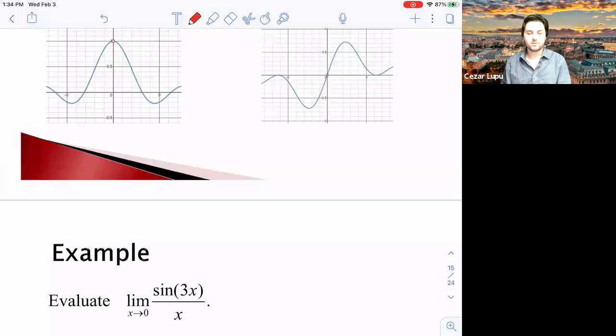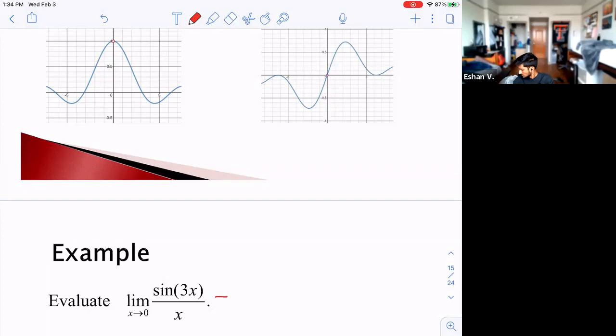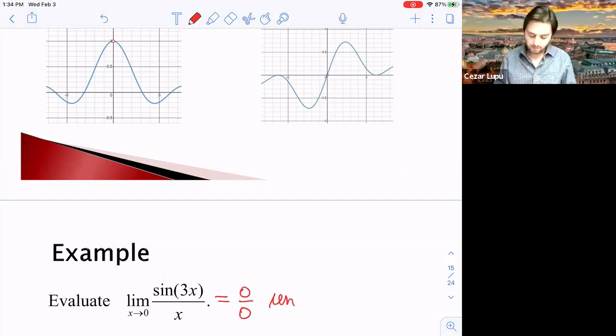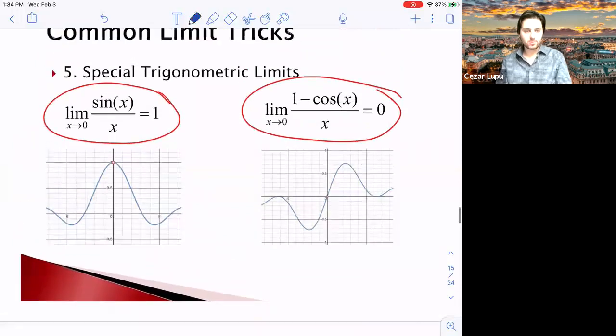When you plug in x equals 0, what do you get? Again, 0 over 0, correct. So you have 0 over 0, which is undefined. So what would you use here? You see, you have something involving sine. So you would be tempted to go back to this guy here, right?